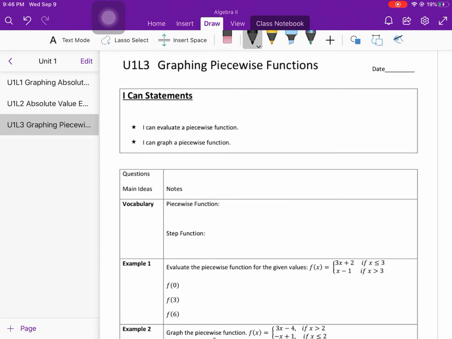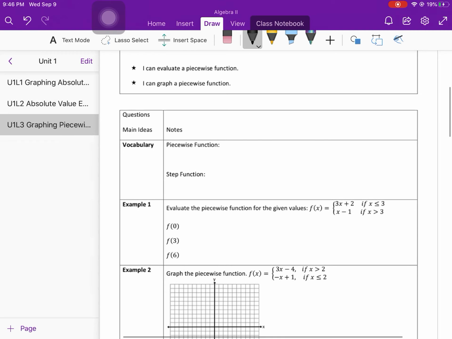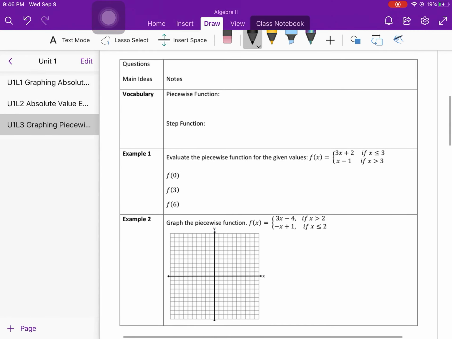Hey guys, today we are talking about graphing piecewise functions. This is section 3 in algebra or unit 1. So we're going to evaluate piecewise functions and then we're going to graph them. So what is a piecewise function?